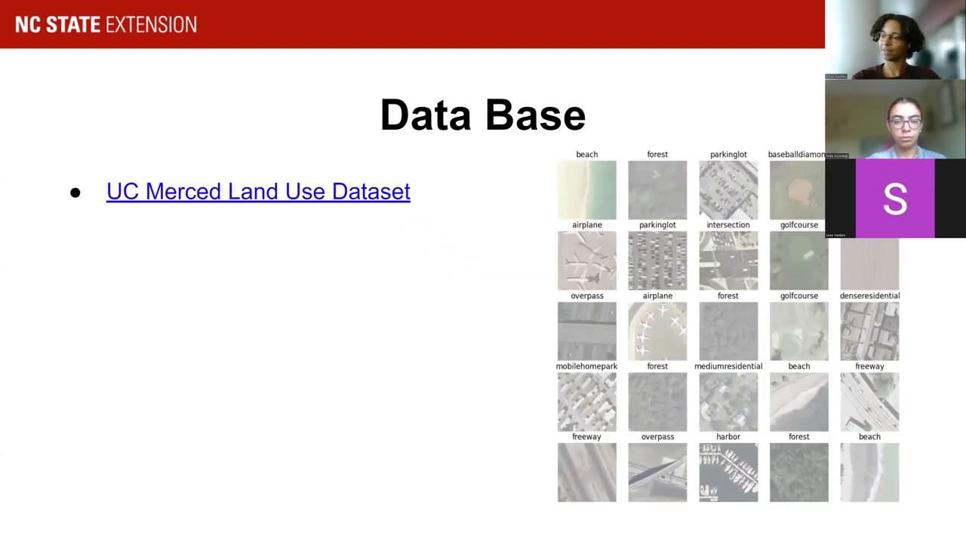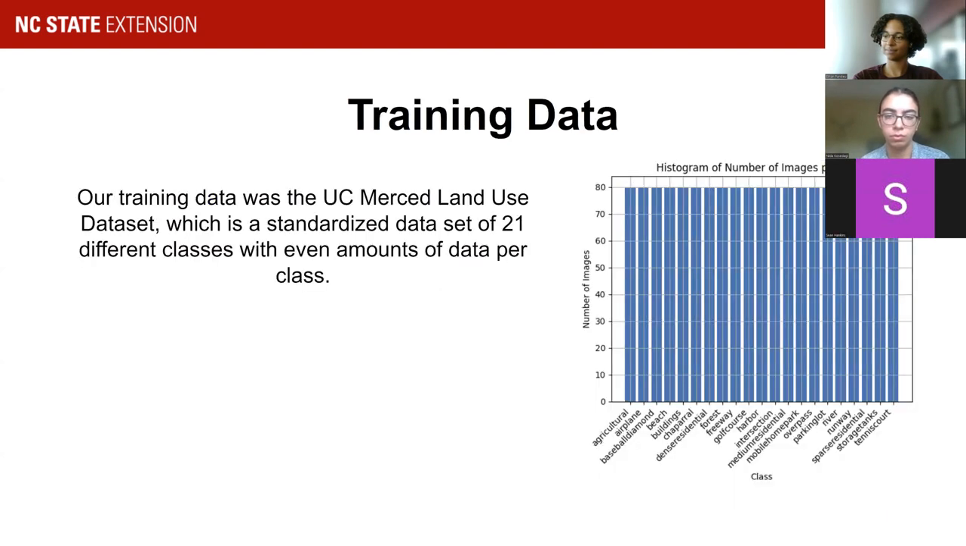The database we chose to use was the UC Merced land use dataset, which is a compilation of the most common distinguishing land features. This dataset, UC Merced, is a standardized dataset of 21 different classes, and they each have even amounts of data per class. So this made splitting the classes evenly pretty easy and made us more confident in our data.